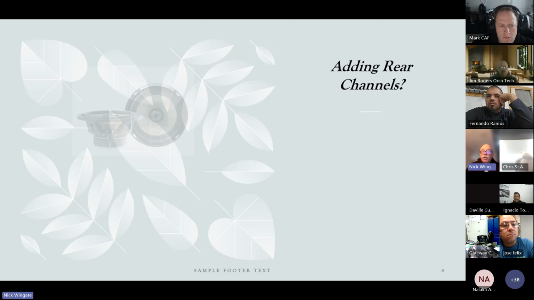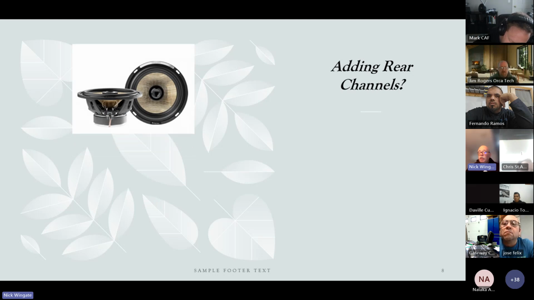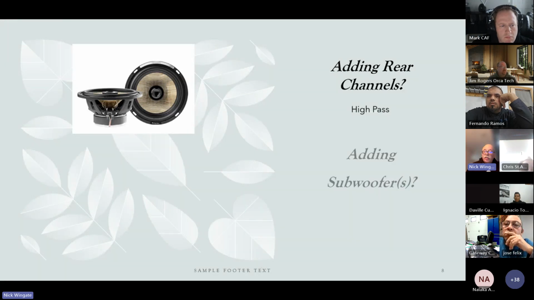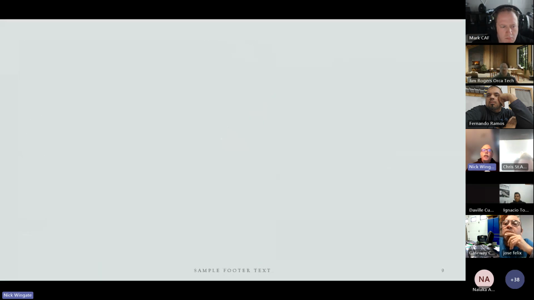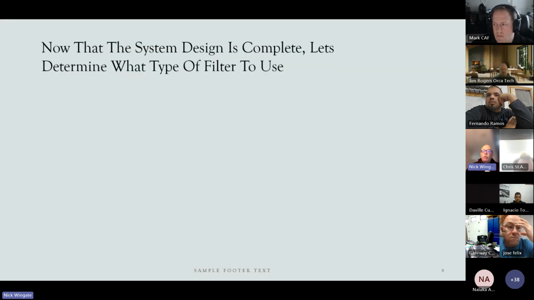And obviously, we're going to be talking about it if you want to add rear channels to an active two-way or an active three-way. If you wanted to add subwoofers into the system, obviously you can do that. It would be adding a low pass or a band pass as well into the system. So obviously these filters are important, and understanding what these filters are.